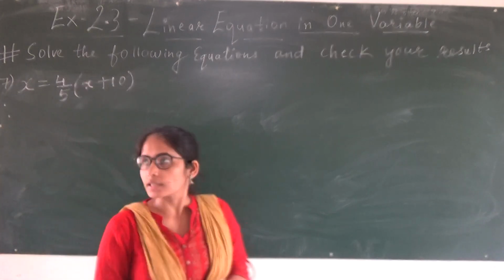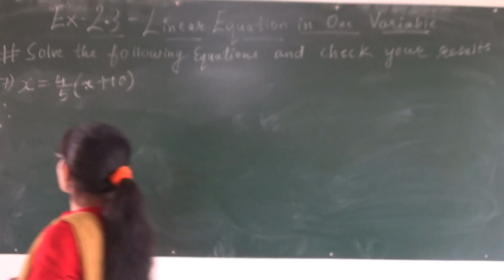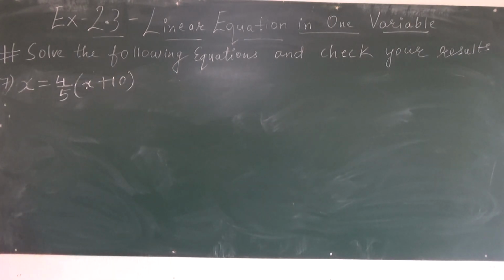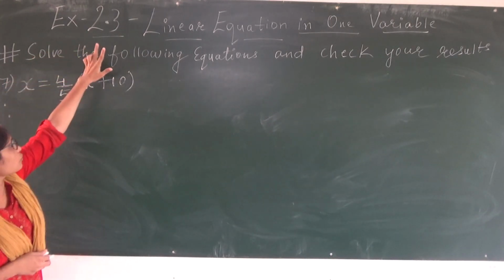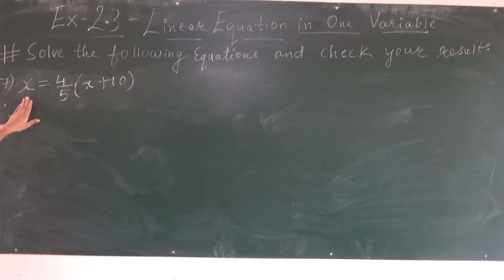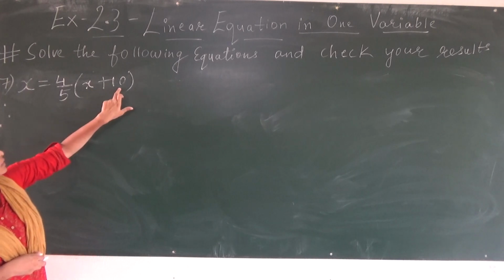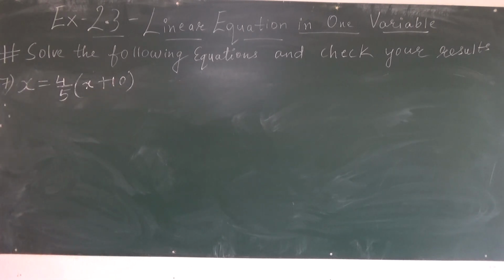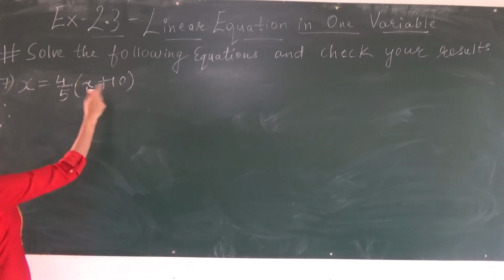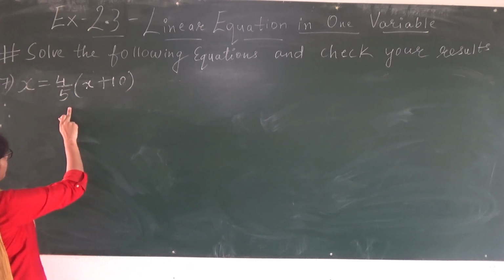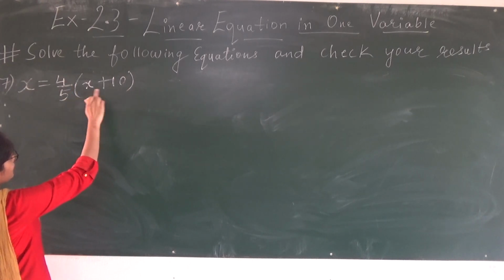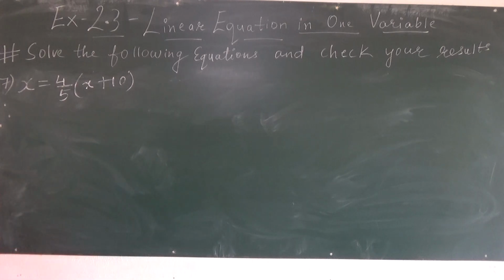Now we will see next sum, that is seventh one. Now this is our seventh question of exercise 2.3. According to the question, x equal to 4 upon 5 into bracket x plus 10. Now as you can see, here fraction is given and then bracket is given, 4 upon 5 and then bracket x plus 10. So how to solve this type of sum?